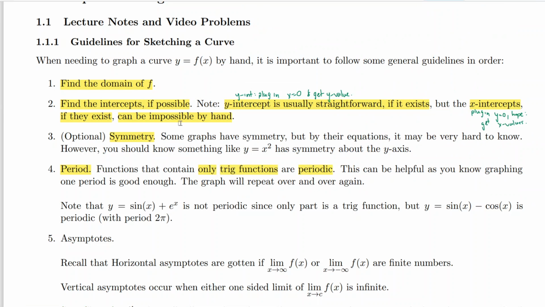But the point here is that once again, if you only have trig functions, it's going to be periodic. If you have trig functions combined with other things, it can look slightly periodic. So that's something that's helpful. It's just not truly periodic.